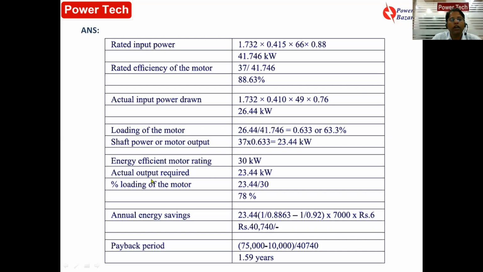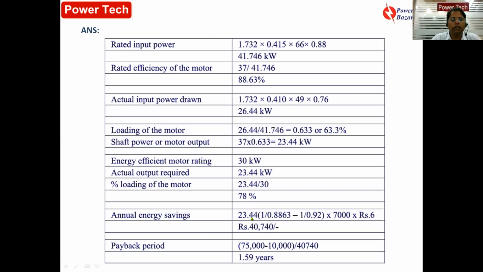30 kilowatt. Now what is the percentage loading of the motor with the new efficient motor? 23.4 by 30. So percentage loading of the energy efficient motor is 78%. See, from 63.3% loading, the loading has improved to 78%. Because of this higher loading, the efficiency will be better.